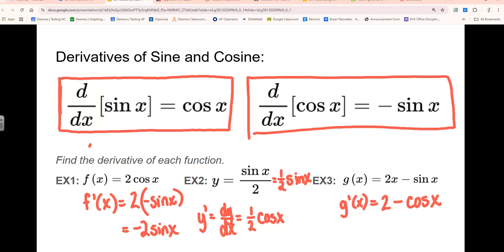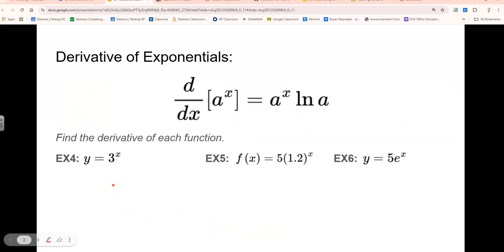Okay, all okay here? All right, so sine and cosine are going to be very straightforward at this point. The derivative of sine is cosine, the derivative of cosine is negative sine. You just take it and replace it and then simplify a little if you need to. All right. Let's look next at derivatives of exponentials.